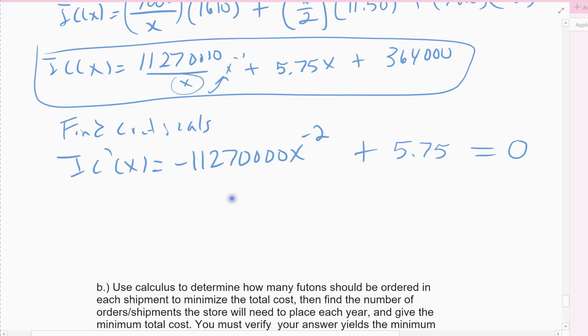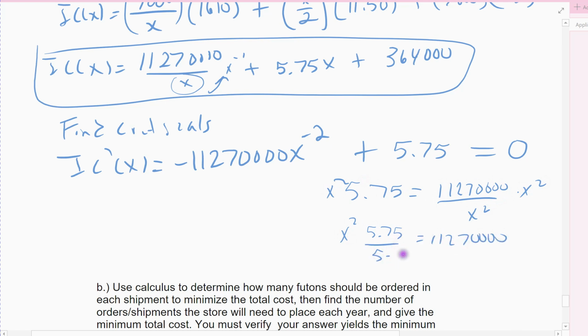And then you solve. So I'm going to move this over. When I move it over, I'm going to rewrite it. So I'm adding it to the other side, so it becomes a positive, really big number. And then I'm going to rewrite it, divide by x squared. So then I multiply by my x squared. So I get x squared equals 5.75, that really, really big number.